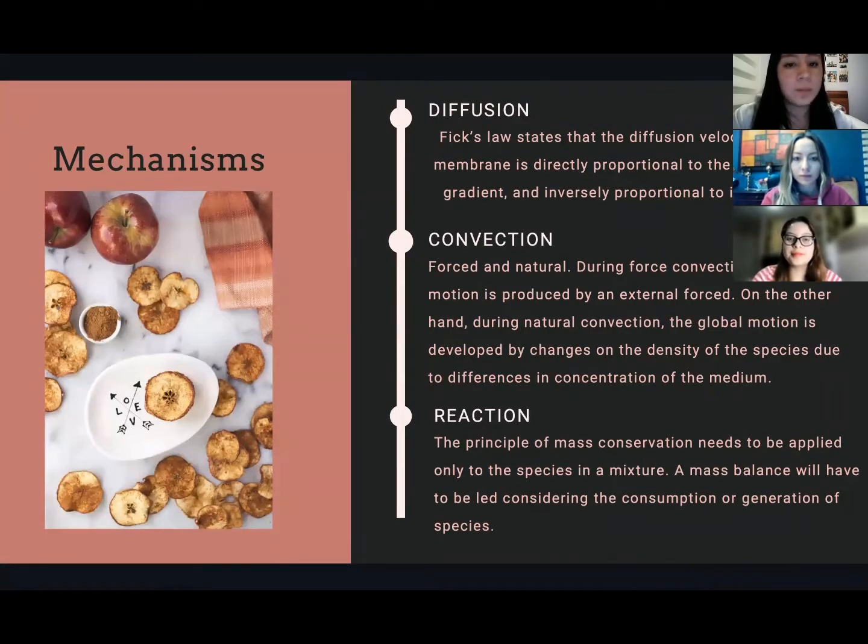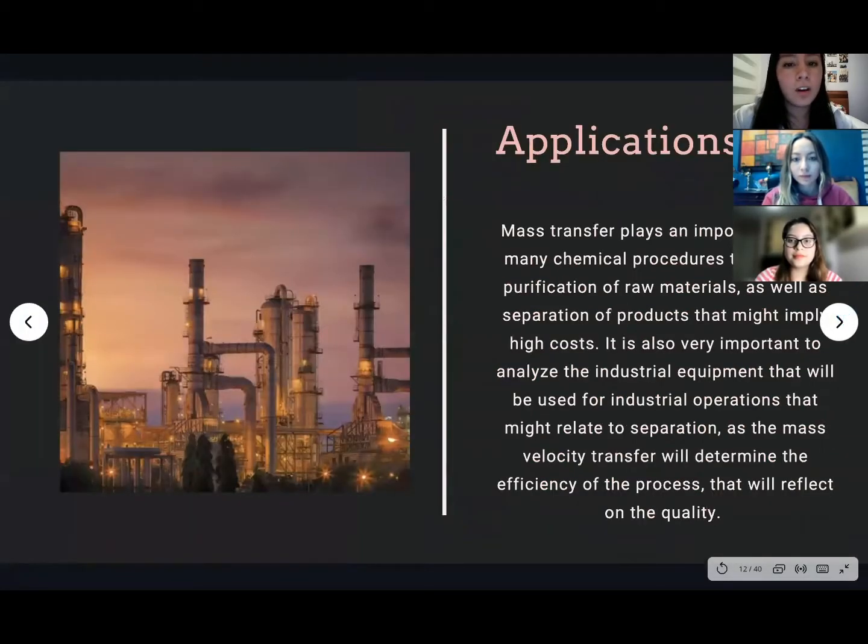And mass transfer plays an important role in many chemical procedures that include purification of raw materials as well as separation of products that might imply high cost, and it is also very important to analyze the industrial equipment that will be used for industrial operations that might relate to separation, as the mass transfer velocity will determine the efficiency of the process. That will reflect on the quality.